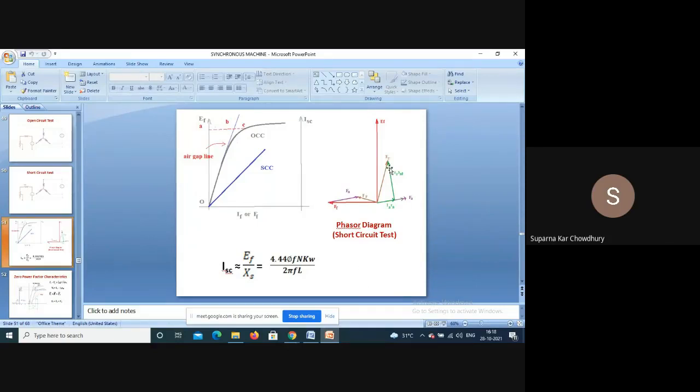From the short circuit test and open circuit test data, we can determine the synchronous impedance of the machine. That is the open circuit voltage for a particular field current divided by the short circuit current for that same field current, which gives you the synchronous impedance. Knowing the resistance, we can determine the synchronous reactance.